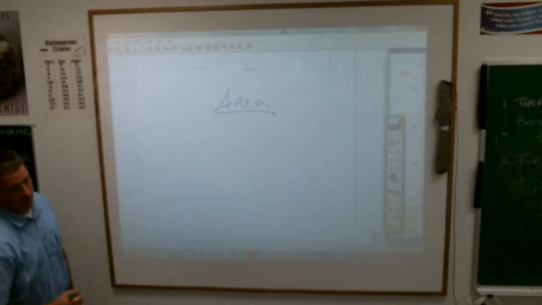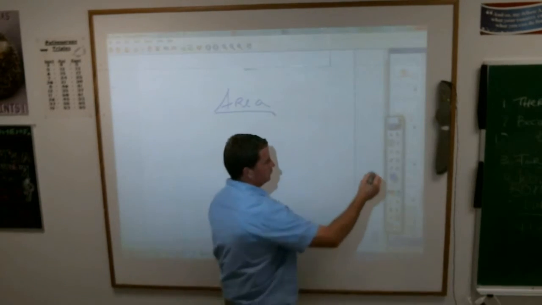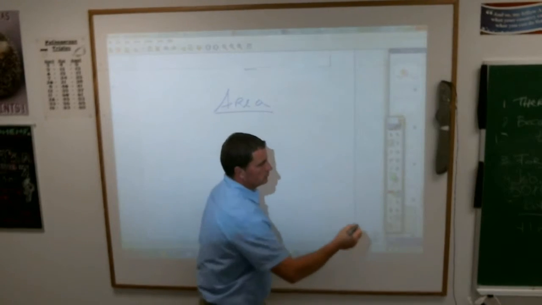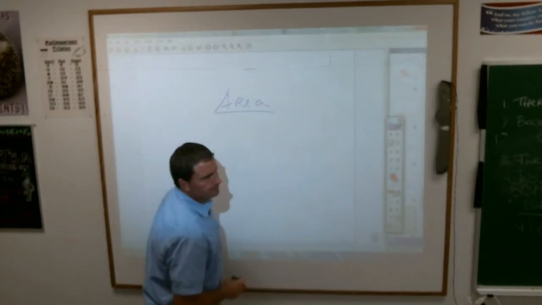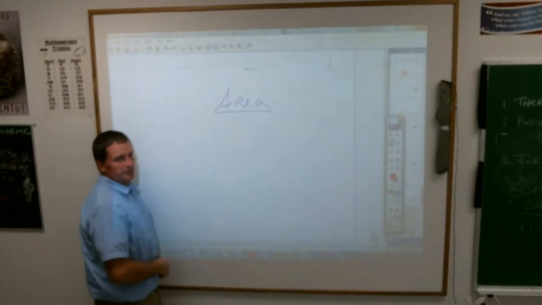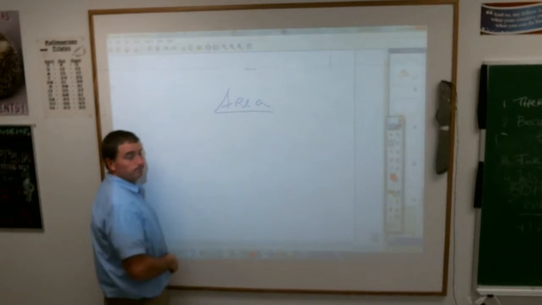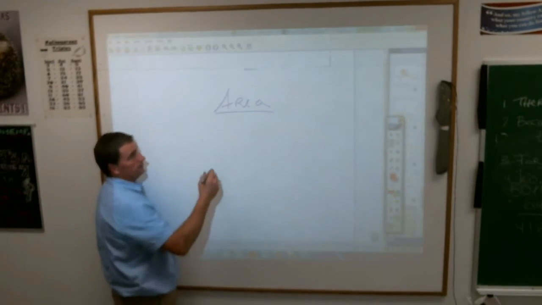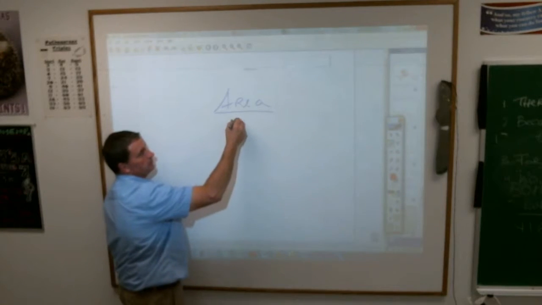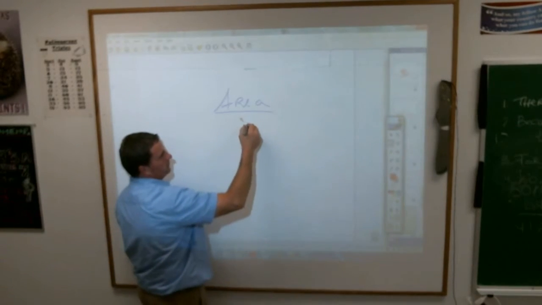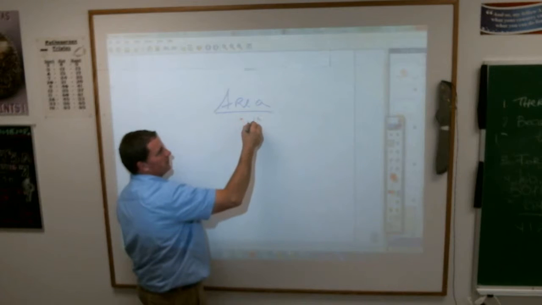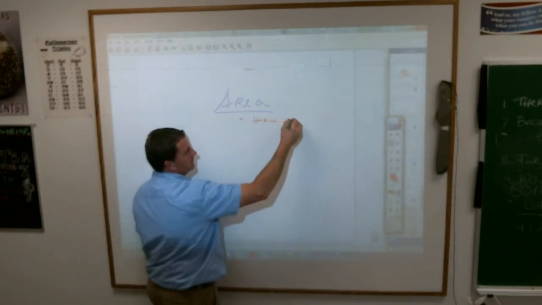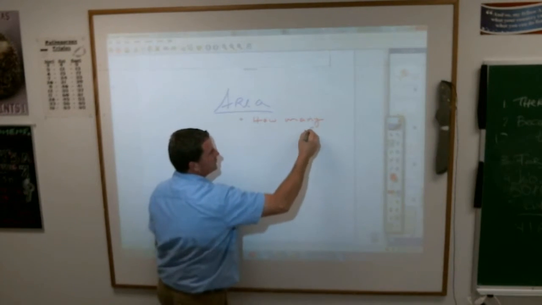Area isn't the distance around, area is the under. It's a who? Yeah, but what does it give you? What does area measure? It's the measure of its surface. Yeah, how big the surface area is. We measure it by how many squares are in something. How many squares.